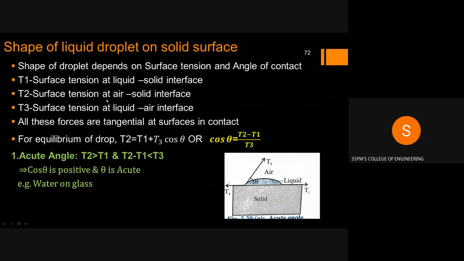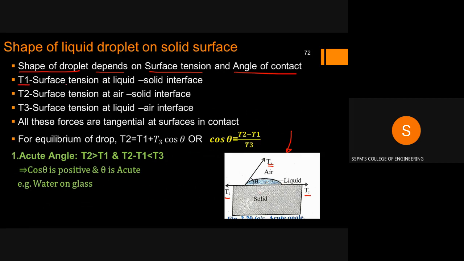Okay, now let us see the relation for the shape of a liquid droplet on a flat surface. The shape of the droplet depends on the surface tension and the angle of contact. Here I have shown one image and three forces: T1, T2, and T3. This is a liquid drop on the surface of a solid.